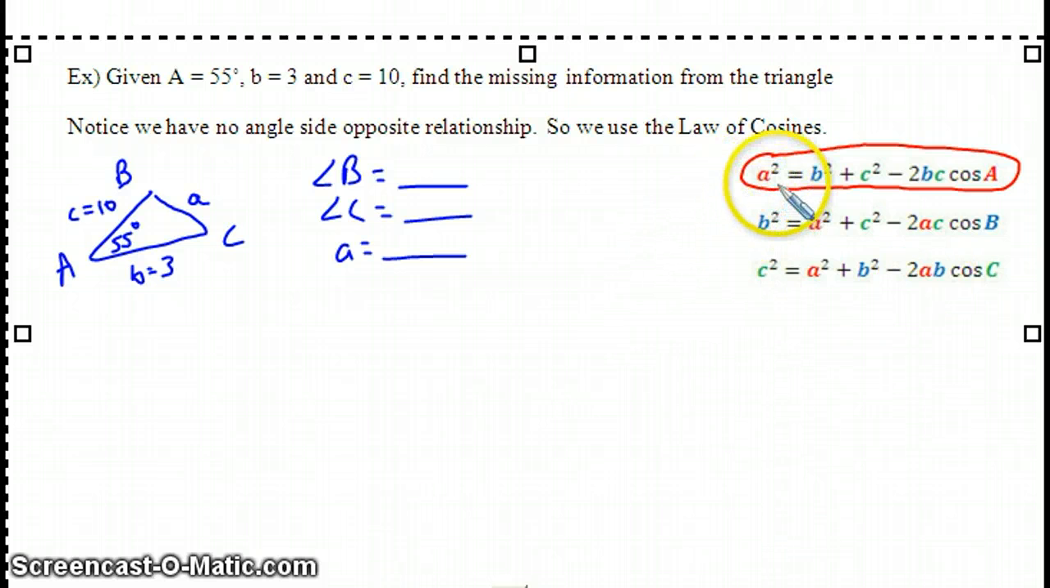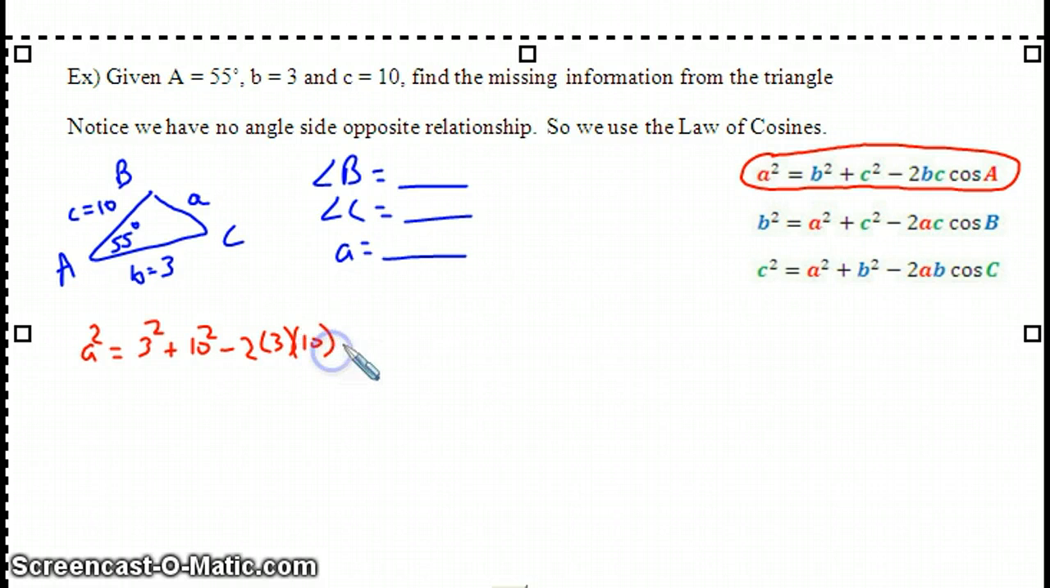So plugging into this form, we would say that A squared equals B, which is 3, squared, plus, again I'm just following this form here, C, which is 10 squared, minus 2 times 3 times C, which is 10, times the cosine of A, which is 55. So because I'm trying to find A, I can really type all of this into my calculator just like this if I make sure that my calculator is in degree mode.